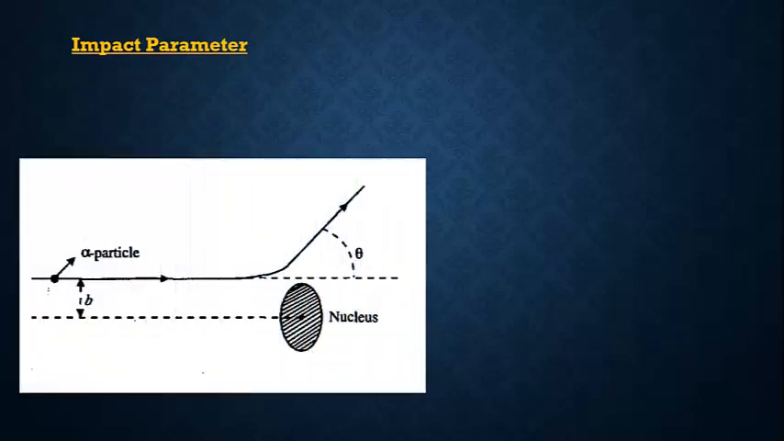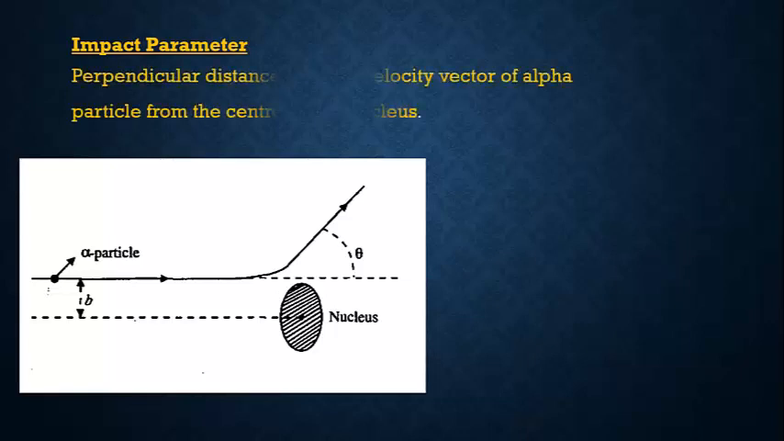Next is the impact parameter. What is meant by impact parameter? It is the perpendicular distance between the initial velocity vector of the alpha particle and the center line of the nucleus. This is the velocity; in this way the alpha particle is moving, right? So the velocity vector will be in this direction, and there is the center line of the nucleus. The perpendicular distance between these two is called the impact parameter.